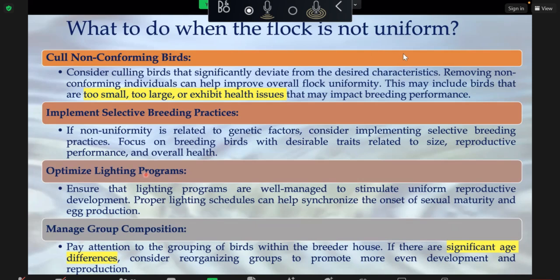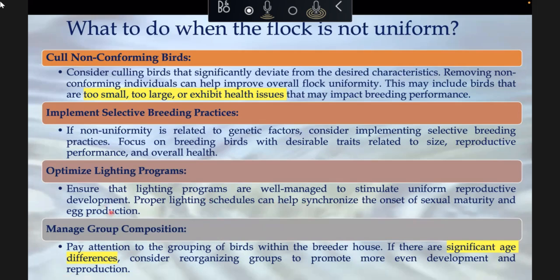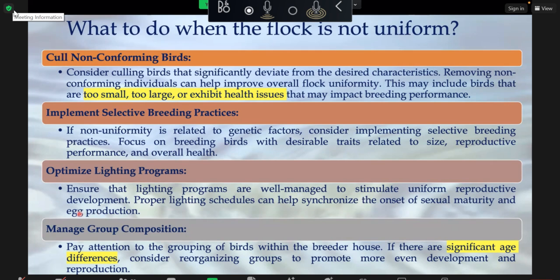So ensure that lighting programs are well managed to stimulate uniform reproductive development, so that all the pullets become mature together. Proper lighting schedules can help synchronize the onset of sexual maturity and then egg production. And manage group composition. That means pay attention to the grouping of birds within the breeder house. If there are significant age differences, consider reorganizing or regrouping the birds, and if possible try to use similar aged birds.